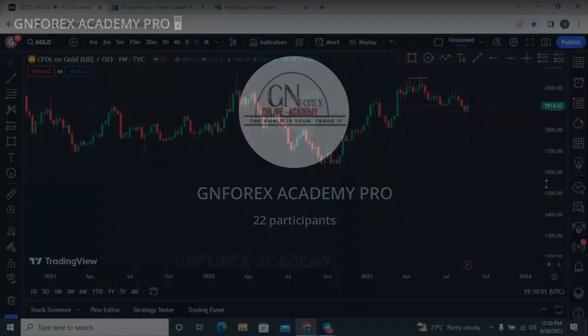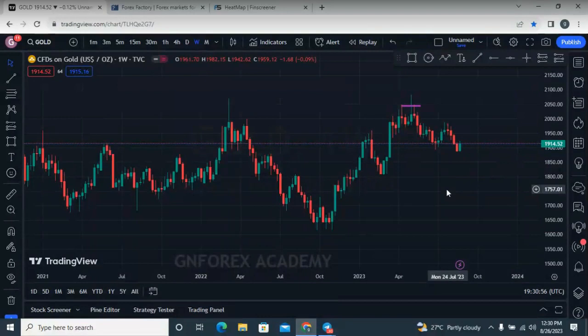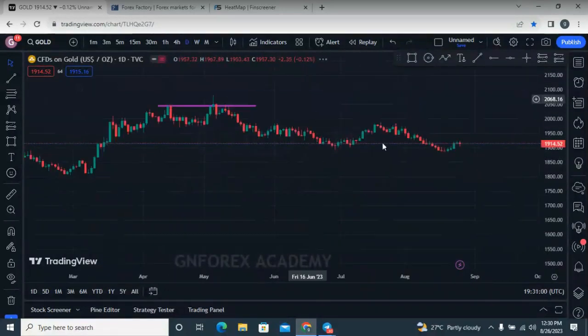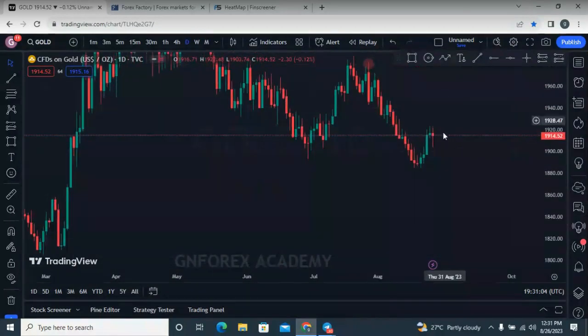I will observe, is weekly still bullish? Yes, it is. It's still bullish. Then I will come down to the daily time frame. Is daily bullish now or bearish? To me, this daily time frame is bullish now.